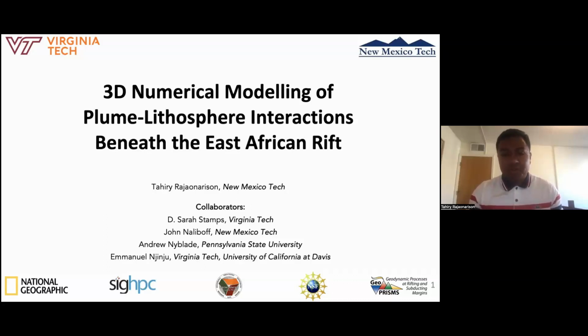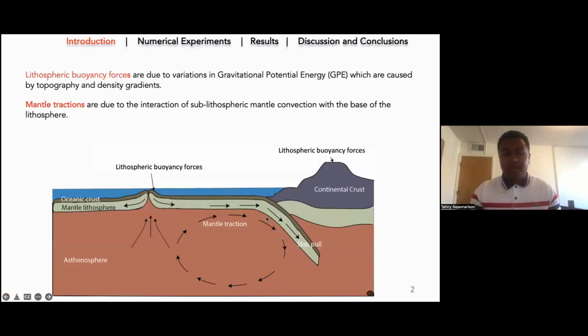So to start, I would like to define what are the forces that could potentially drive continental rifting. The first force is lithospheric buoyancy forces, which is due to variations in gravitational potential energy, which is due to topography and density gradients. And you can see a good example at the mid-oceanic ridge, where you have large topographic gradients. So you have a force driving the formation from high to low topography.